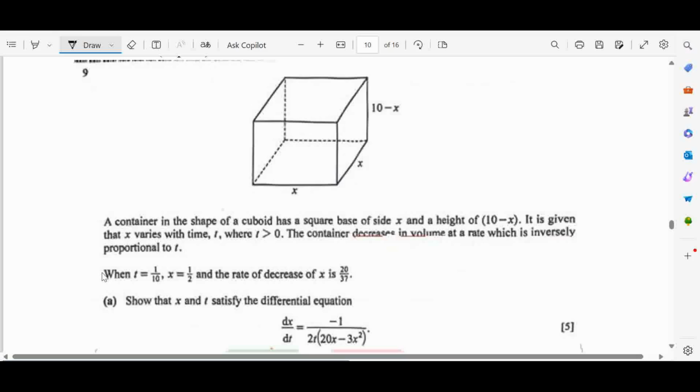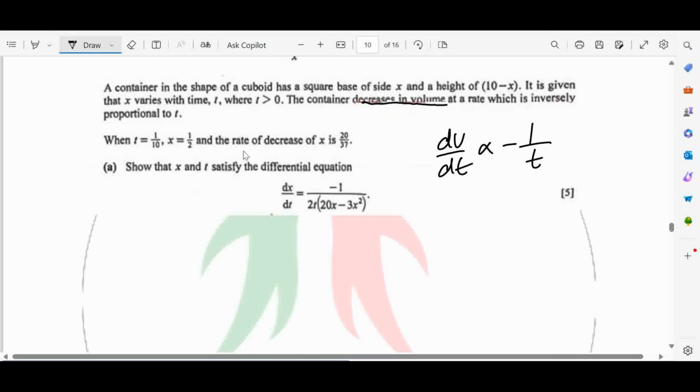So we know that the container decreases in volume at a rate which is inversely proportional to this thing. It means that the rate of change of volume is decreasing. Decreasing means we need to use the negative sign. So dv by dt will be equal to minus k by t.